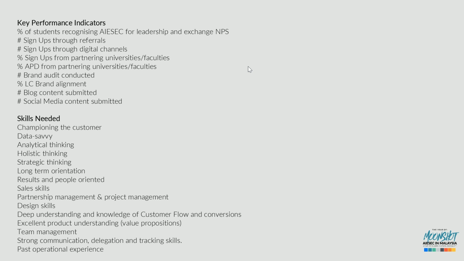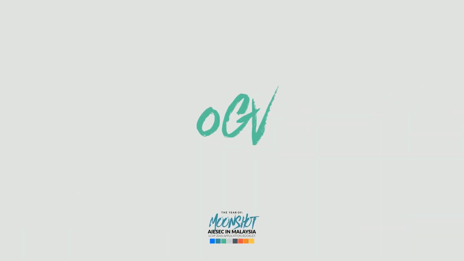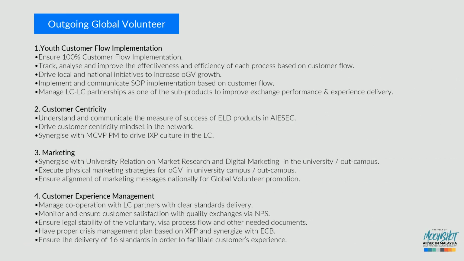So you can read it by yourself, but these are the changes that are happening right now for B2C marketing. And then, what happened to OGV? In OGV, they're still focusing on considerations and also on value delivery. But the key thing here is the marketing, which means that right now they need to synergize with university relations on market research and digital marketing in the university outcampus.